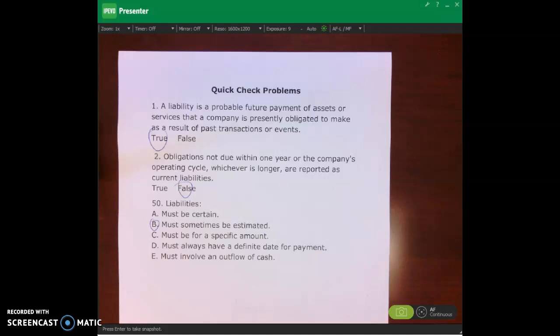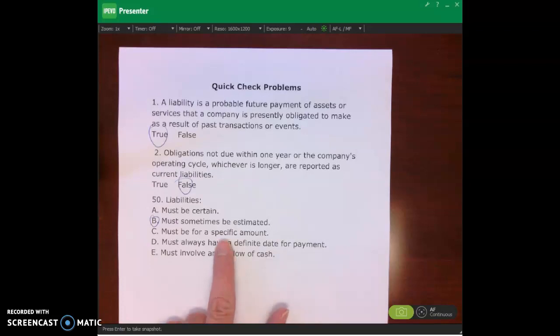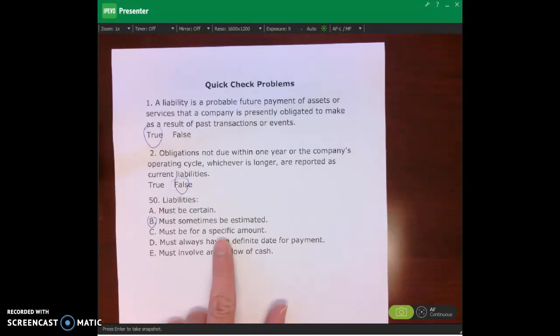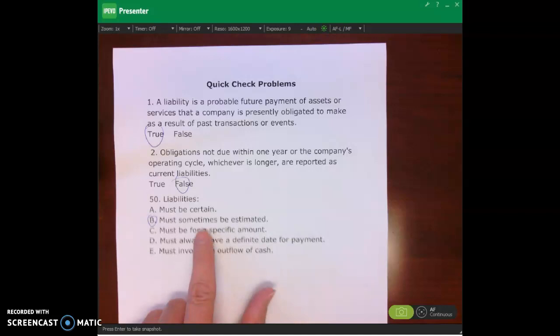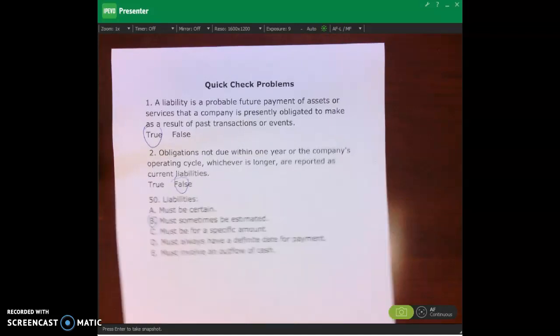Liabilities must be certain. No, we just talked about uncertainty. Must be for a specific amount. No, because remember we said that there can be uncertainty on how much to pay. Must always have a definite date. Nope, we talked about uncertainty there. And then it doesn't always have to involve an outflow of cash. Remember, it can be services, future payment of services. So B is the right answer.